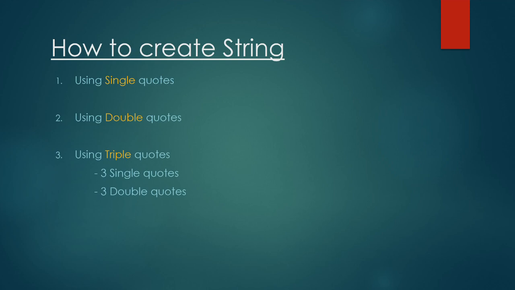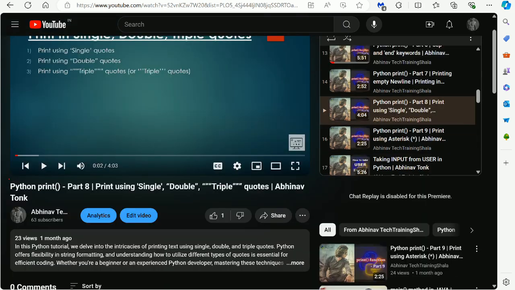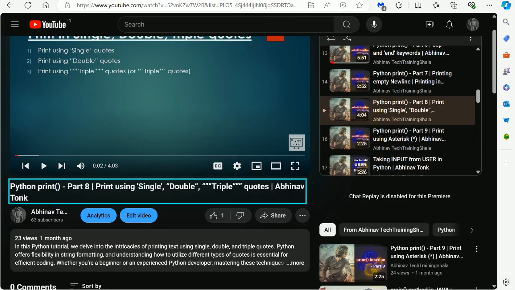Now let's see how we create a string. We can create a string using single quote, double quote, and triple quote. And for triple quote, we can use 3 single quotes or 3 double quotes. I have discussed this in one of my videos where I was discussing the print statement. If you want to go into more detail, you can refer to that video, Python print part 8, where I have explained print using single, double, and triple quotes.